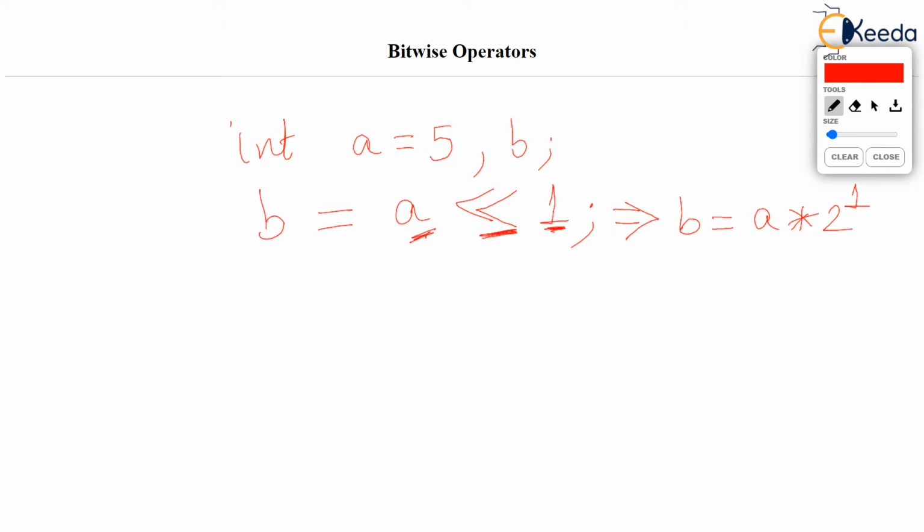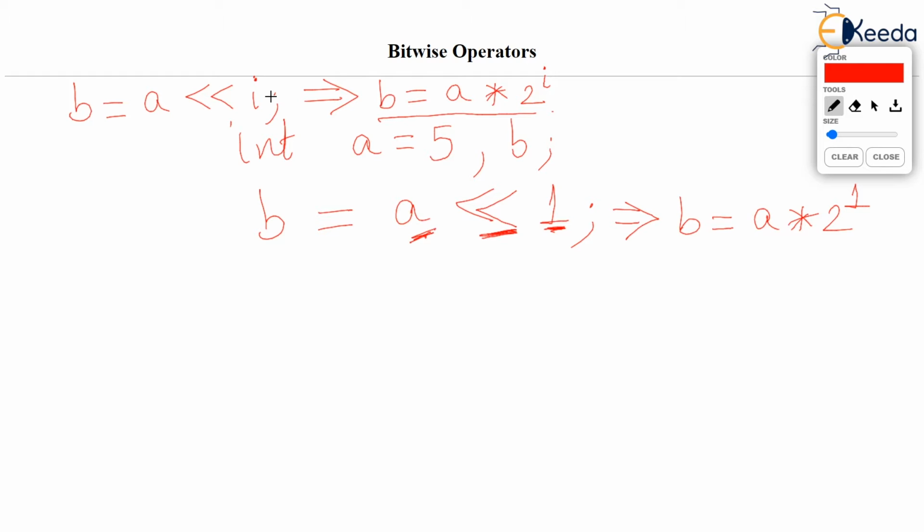What if I would have given B equal to A left shift 2? Then B would have become equal to A multiplied by 2 raised to 2. So in general, if I write B is equal to A left shift I, where I is some number, then this means B will become equal to A multiplied by 2 raised to I, isn't it? Because anything left shifted by I means multiplying that number A with 2 raised to I.